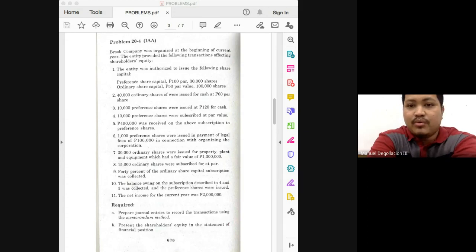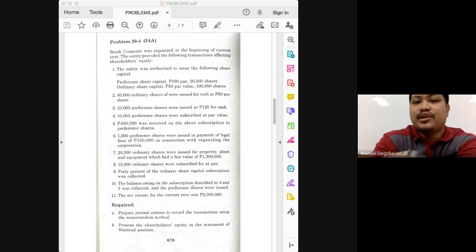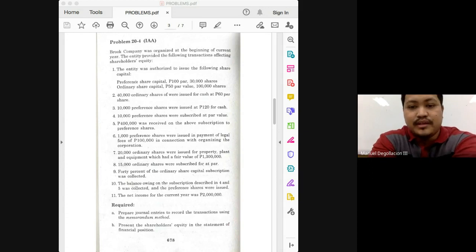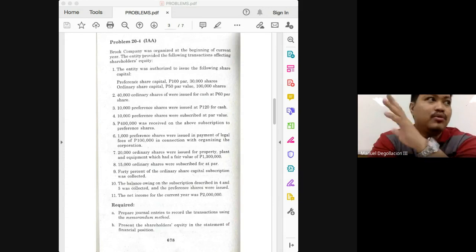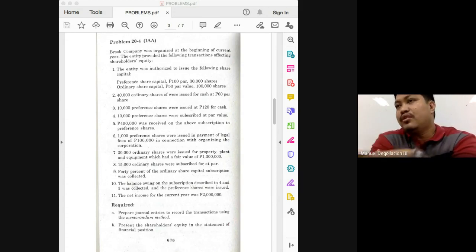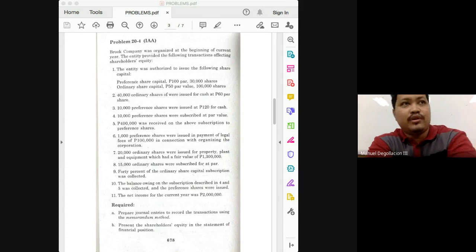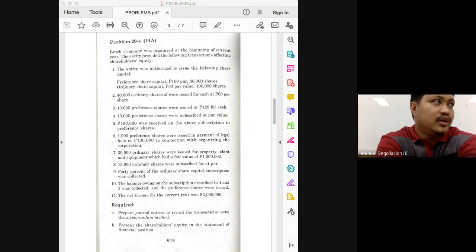Okay, so let's go with number one. The entity was authorized to issue the following share capital: preference share capital and ordinary share capital. For number one, class, technically there will be no journal entry since we are using the memorandum method. What will be done is a memorandum entry in your books stating that the entity is authorized to issue preference shares and ordinary shares. You will indicate the par value of your ordinary and preference shares, and the number of shares that you are authorized to issue. Technically, this is not a journal entry but merely a memorandum entry. So no journal entry for number one.